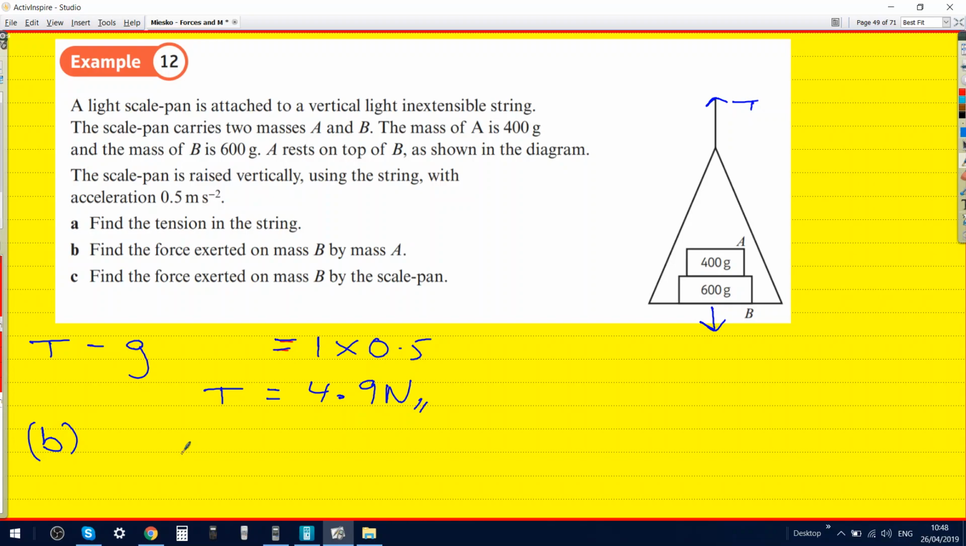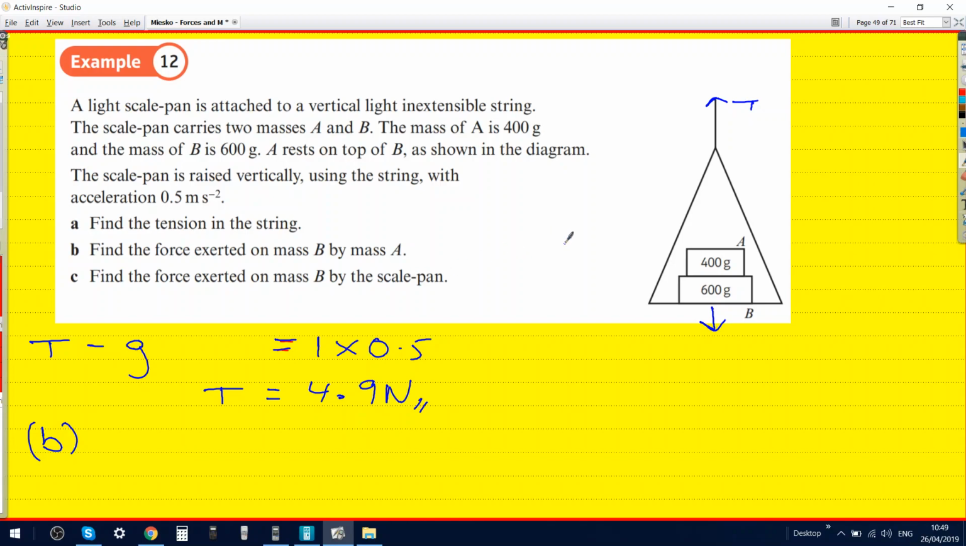Would it just be 400 times 9.8? Well, then it would be 0.4 times 9.8. Yeah. But I think, would the fact that it's being pulled up increase that? So the tension was 4.9. Yeah. So what would happen there?